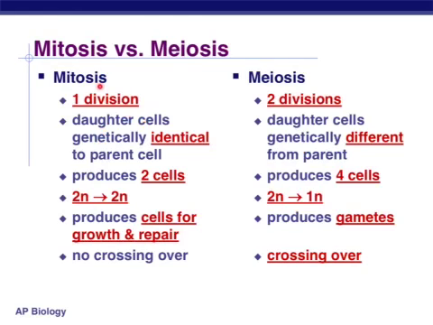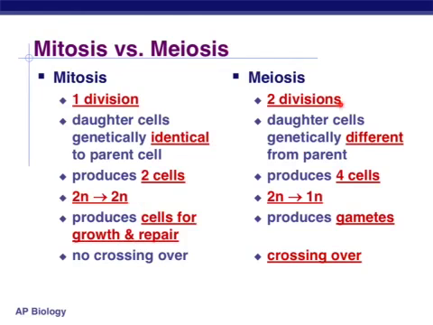So in mitosis, it's one division. We're going to make daughter cells that are genetically identical to the parent cell. We're producing 2 cells total, and we keep the diploid number. We go from 2n to 2n. These cells are used for growth and repair only, and no crossing over takes place.